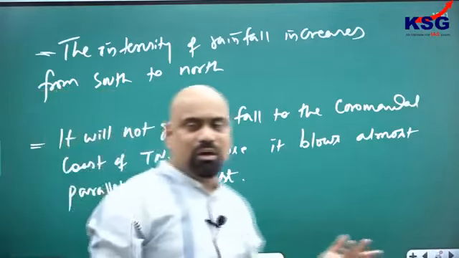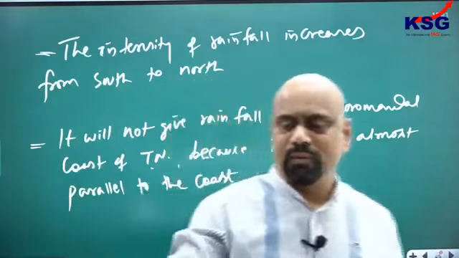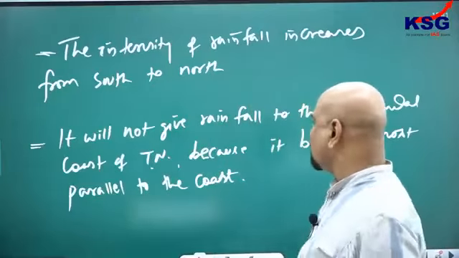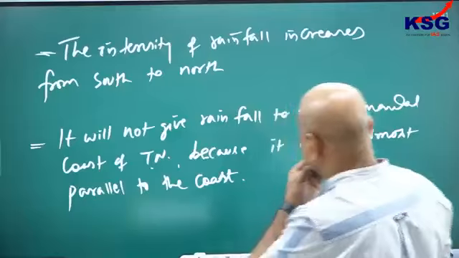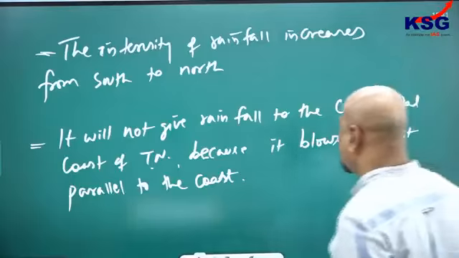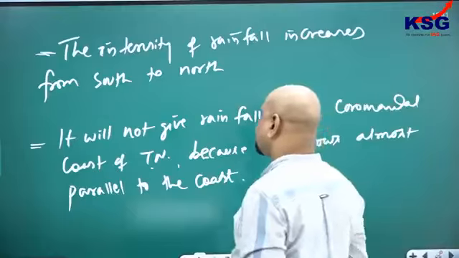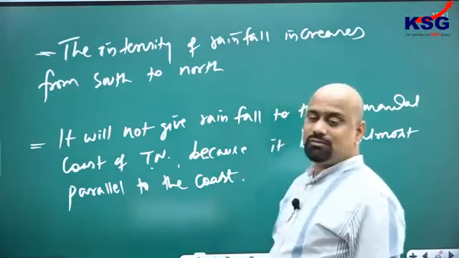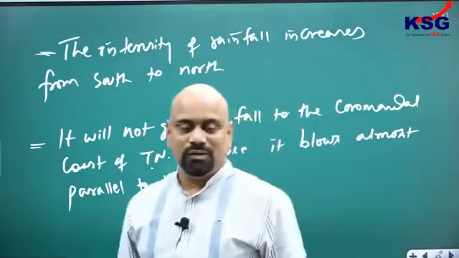It is parallel along the coast. Because it is parallel to the coast, that is the cause. It will not give rainfall to the Coromandel coast of Tamil Nadu because it blows almost parallel to the coast. No rainfall in these regions. You remember.